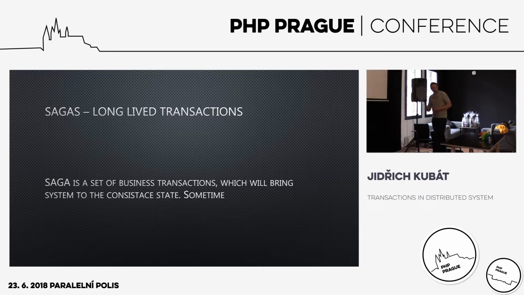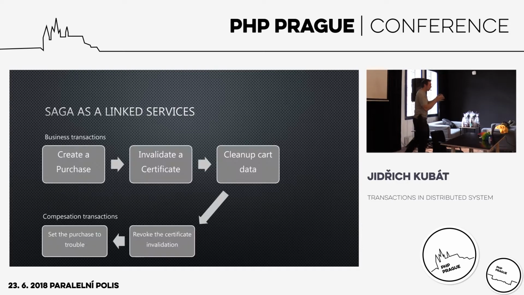There are two ways how to do that. The way is called SAGA, long-lived transactions. SAGA is, let's imagine, a set of business transactions which will bring the system to a consistent state sometime. That means our system must be ready for the fact that our data is not consistent all the time.